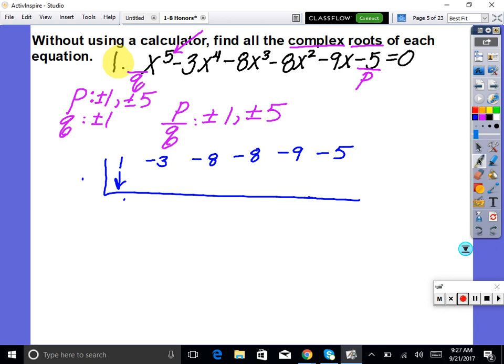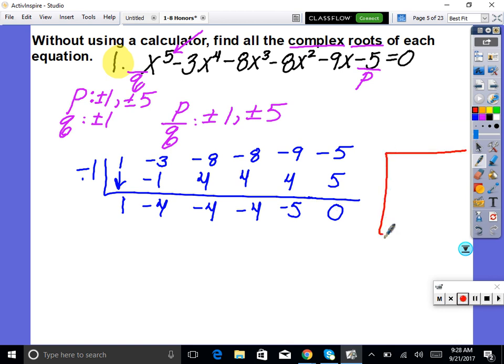1 times negative 1, add straight down. 4, add straight down. 4, add straight down. Add straight down, and boom! Now I'm going to go off to the side, and I'm going to make myself what I call a bucket of solutions. I want all your solutions in the same spot. So now we can add our solution x equals negative 1 to the bucket of solutions, okay?